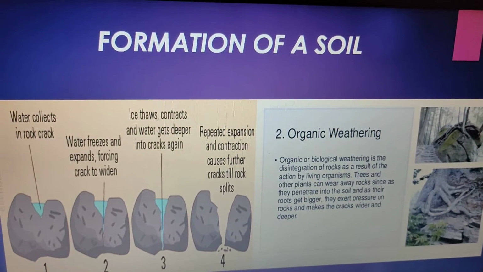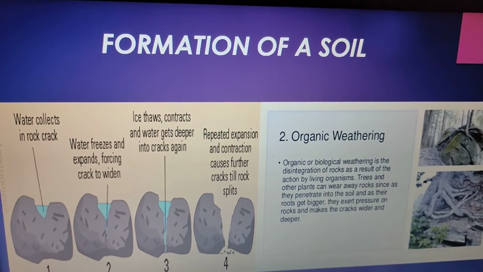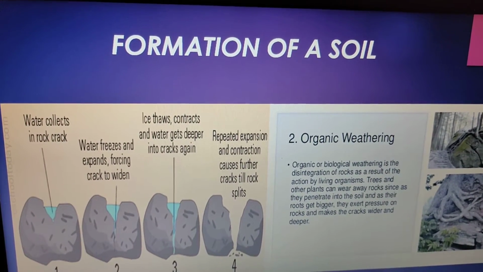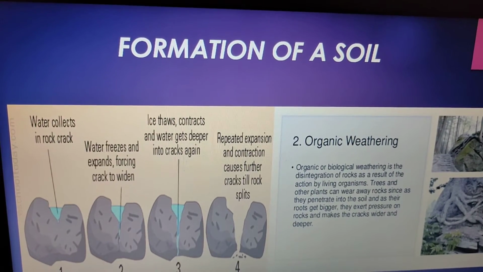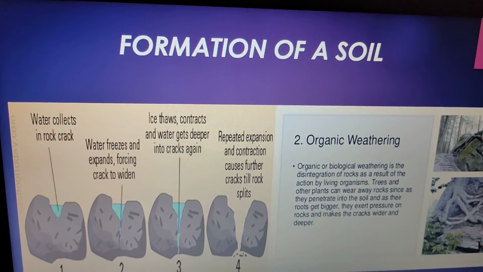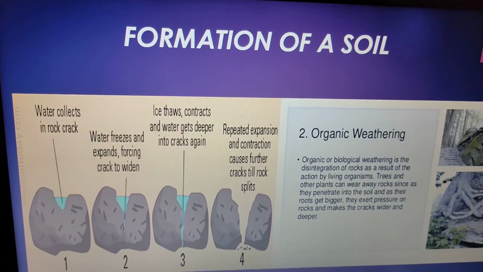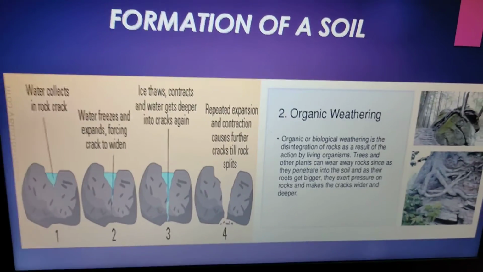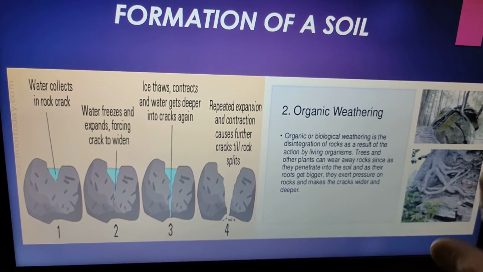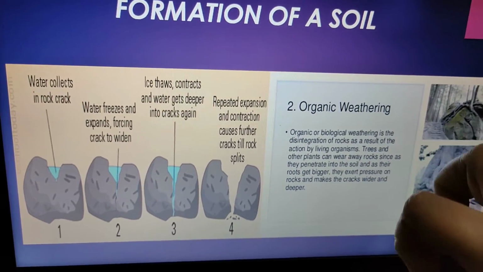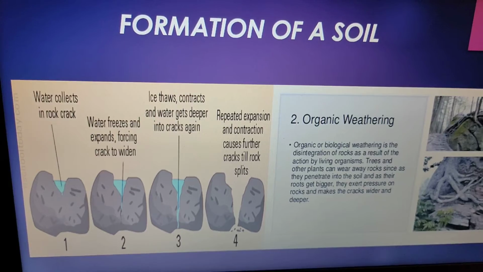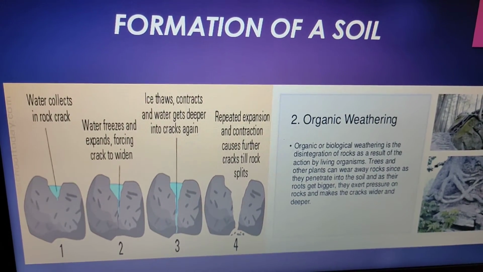Organic weathering. Organic or biological weathering is the disintegration of rocks as a result of the action by living organisms. Trees and other plants can wear away rocks as they penetrate into the soil and their roots get bigger. They exert pressure on rocks and make the cracks wider and deeper. The roots of the plants which grow on the rocks get a hold of the rocks and they start widening the gaps. And slowly, the rock gets split into two parts.